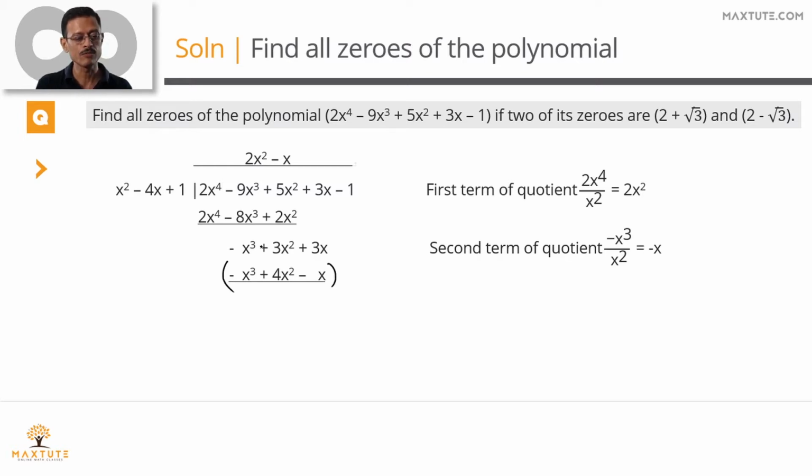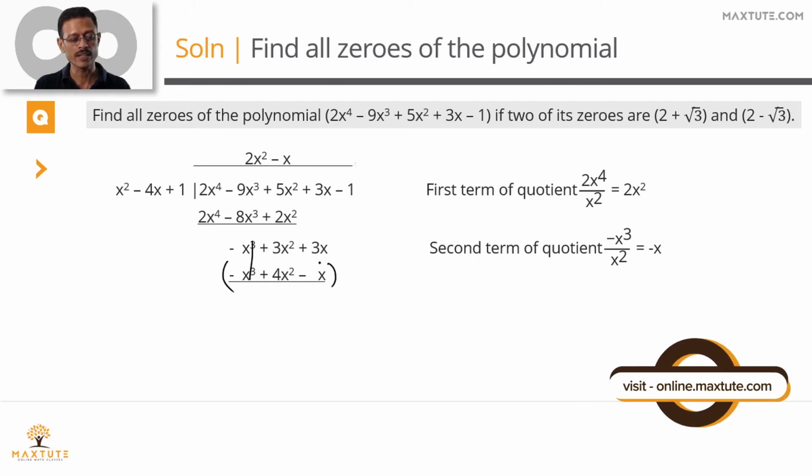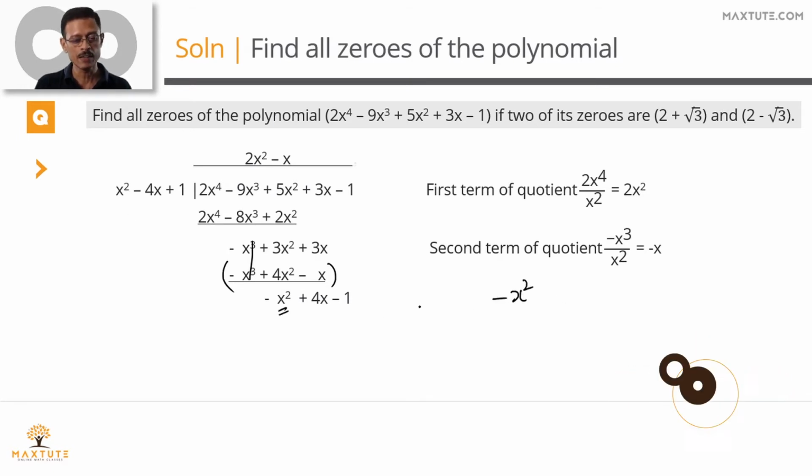Subtract this entire term from the previous term. These two get cancelled. 3x square minus x square will be a minus x square. 3x minus of minus x will be a 4x. Let's bring the minus 1 down here. The third term of the quotient is minus x square, this term, divided by the first term of your divisor. So that will be a minus 1. So the quotient becomes 2x square minus x minus 1.